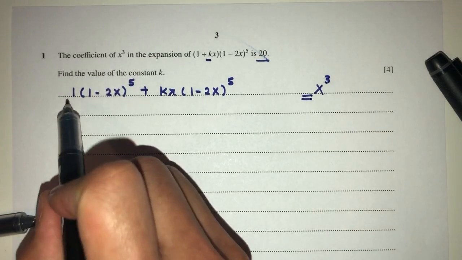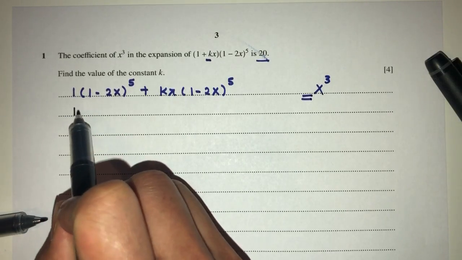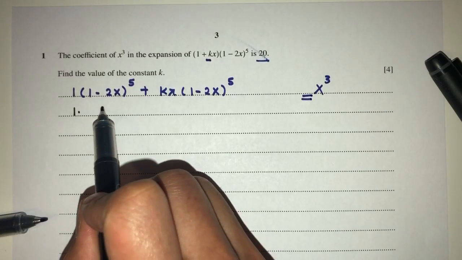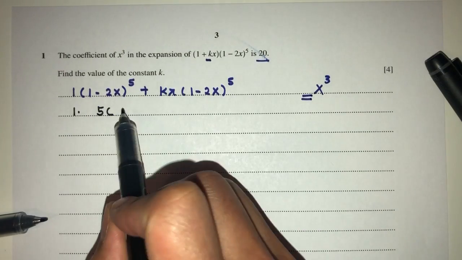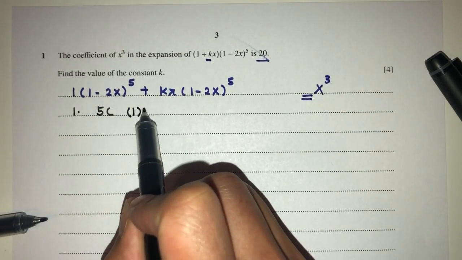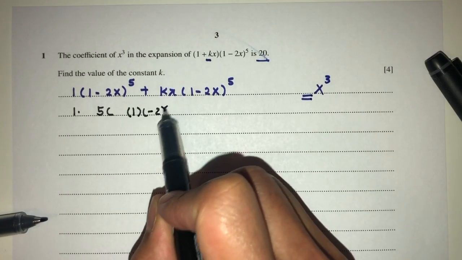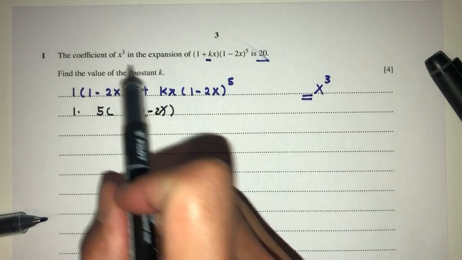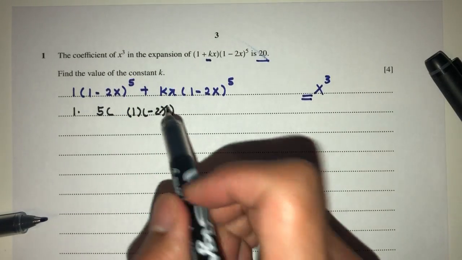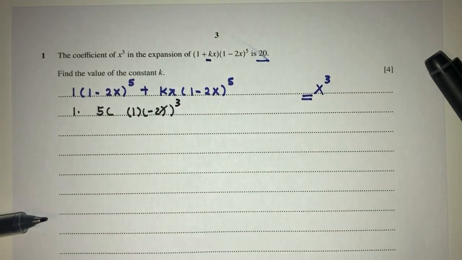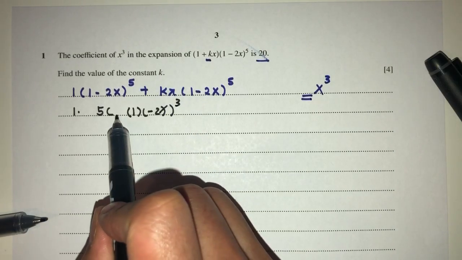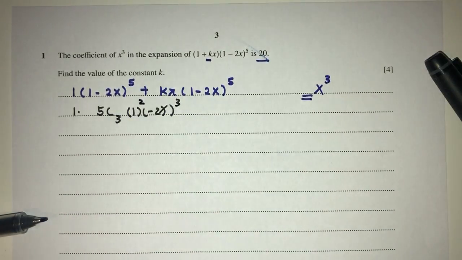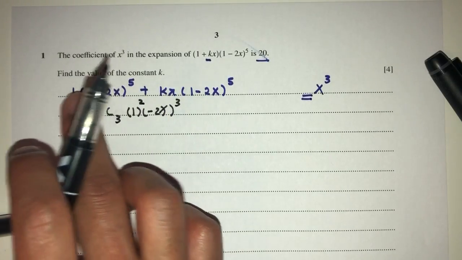For example, I know this is 1, but then I know if I have to expand this, it will be something like this. I will have 5 choose something, and then I will have 1 here, and then minus 2x. So now observe, if I want something in x cubed here, my power of x has to be 3. If this is 3, this will also be 3, and 5 minus 3, that is 2. So this is my first expansion of this one.